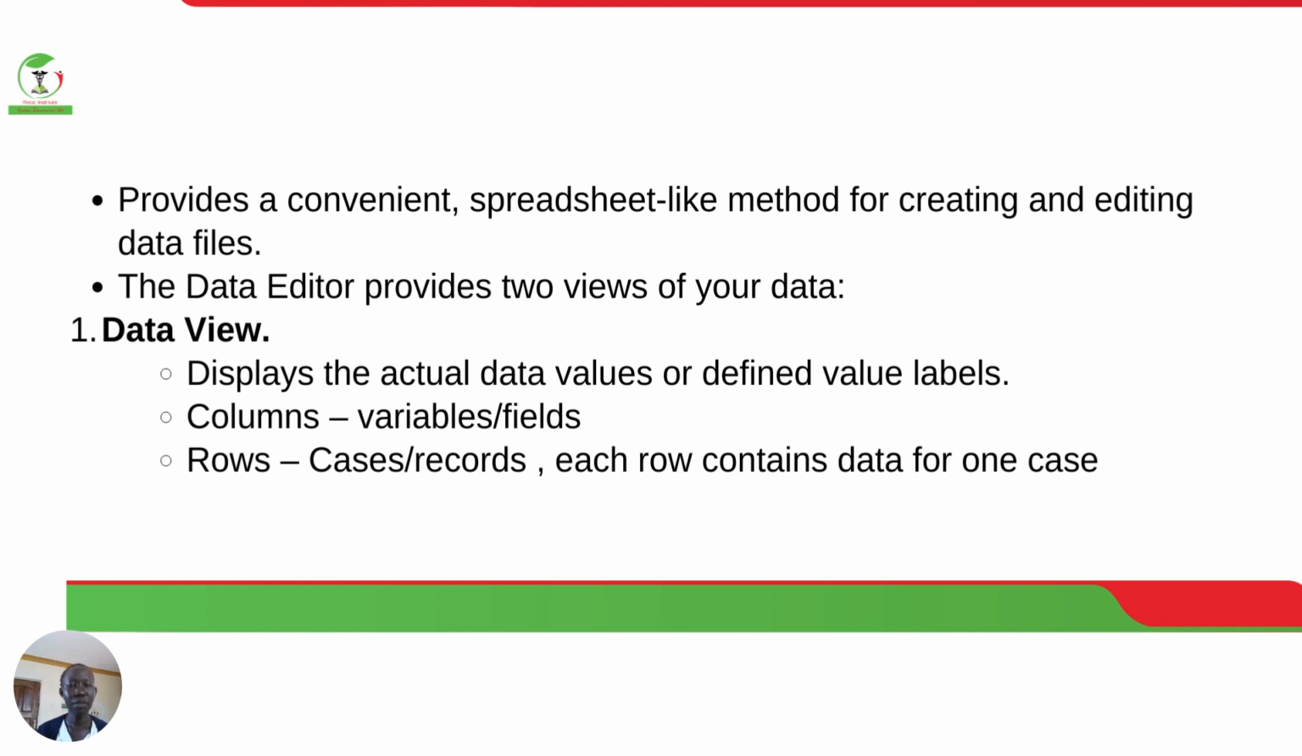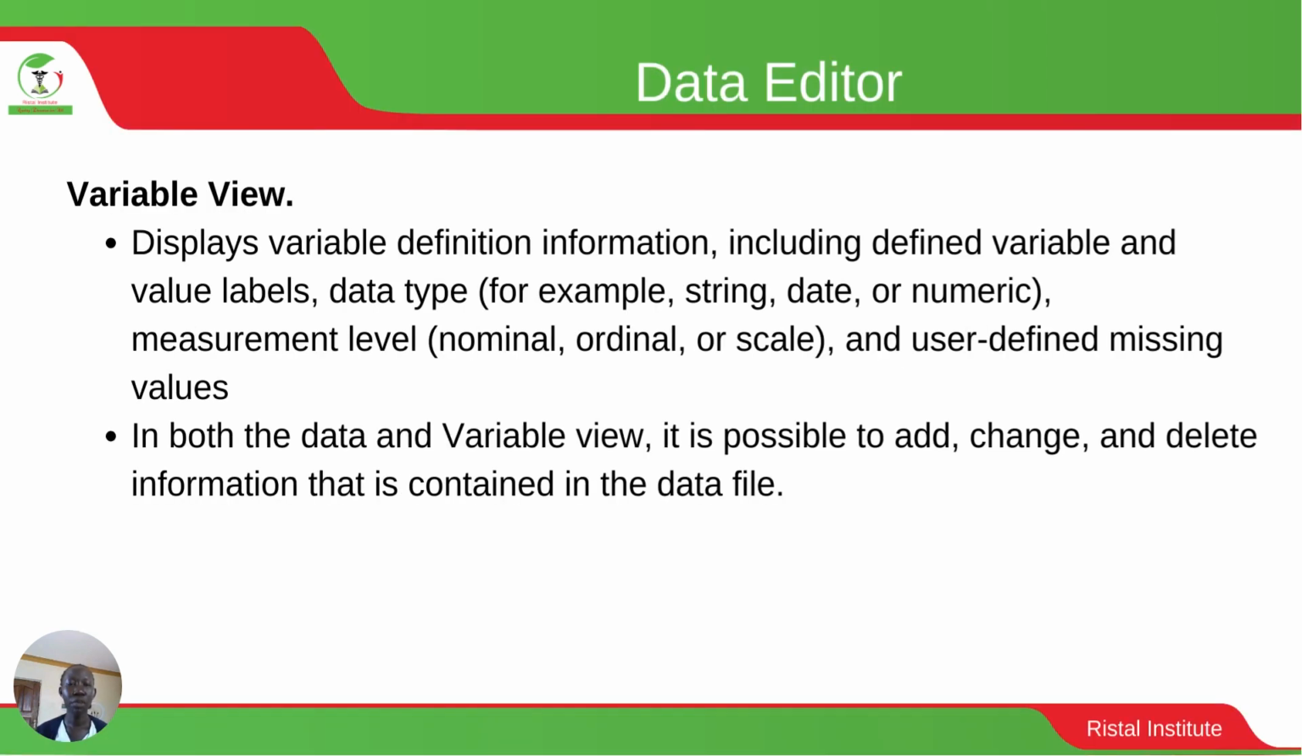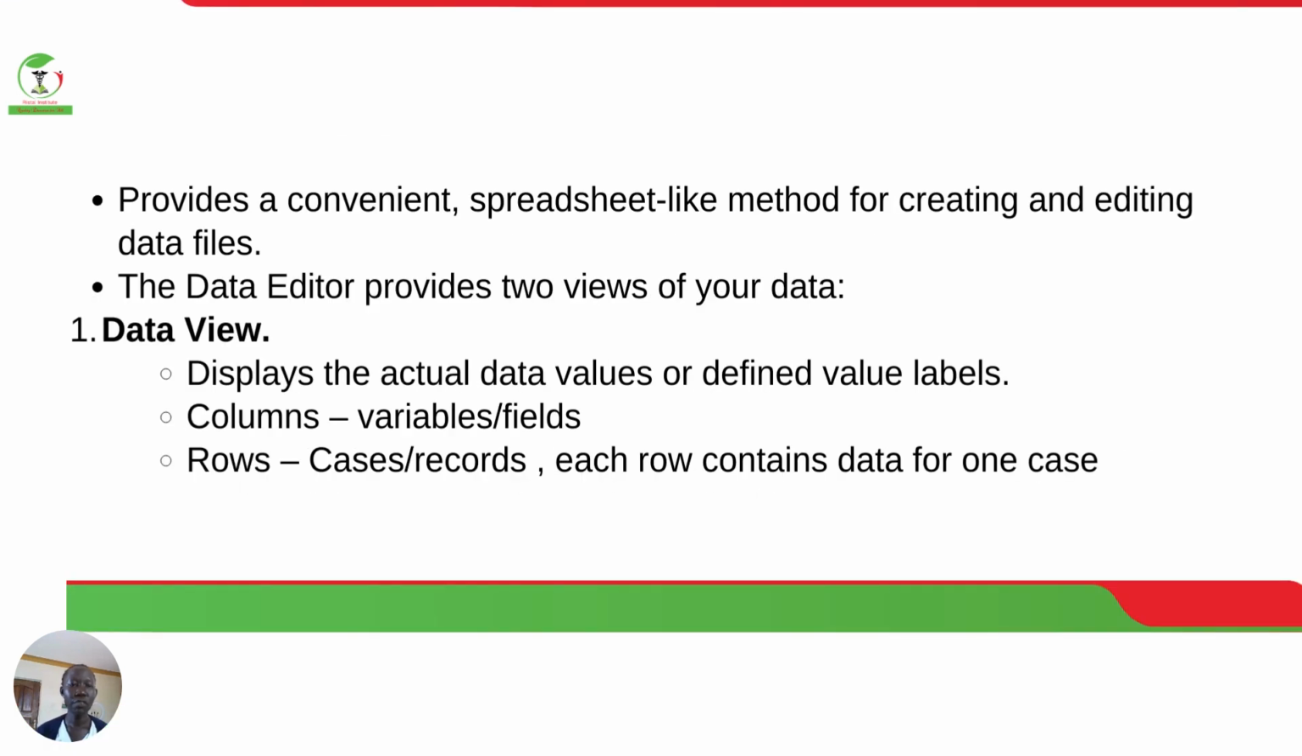The data editor provides basically two views of your data. So basically when you open the page for SPSS, you'll find two views. We have the data view and the variable view. The data view displays the actual data values or the defined value labels. It has columns that represent the variables or the fields and rows that represent the cases or the records. Each row contains data for one case.